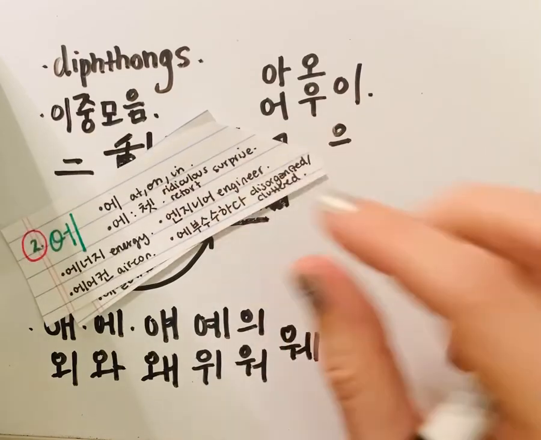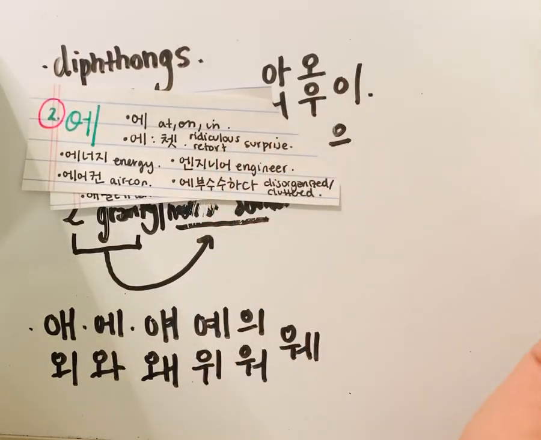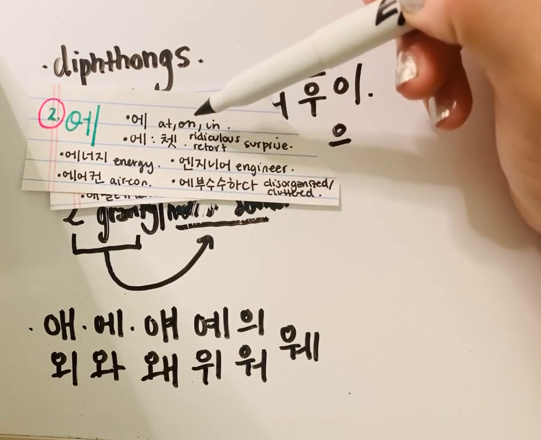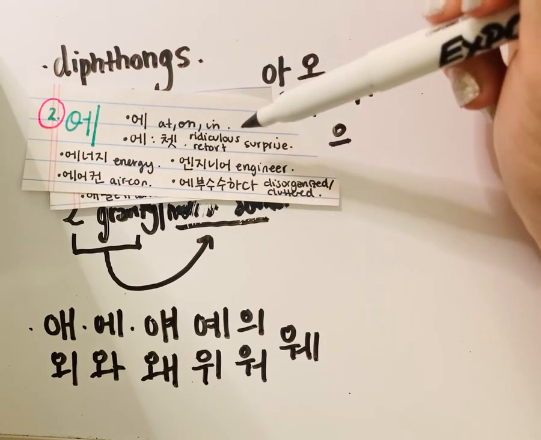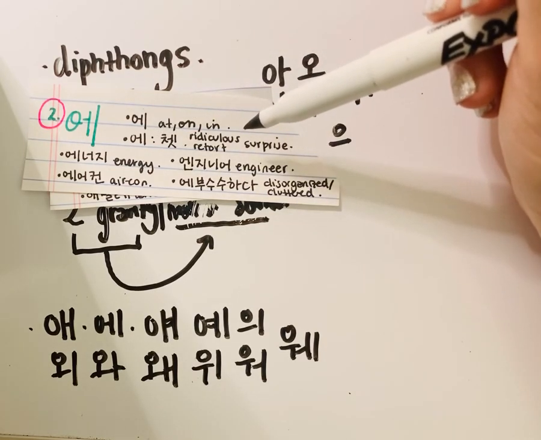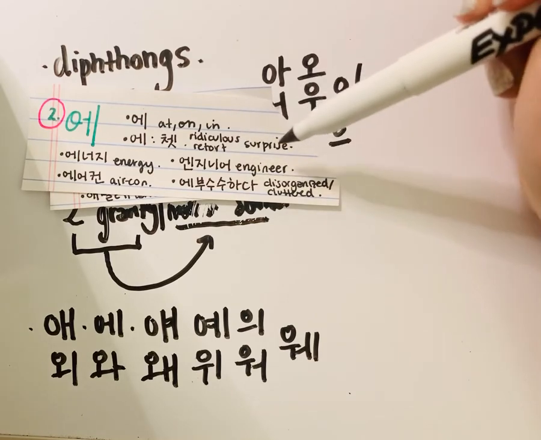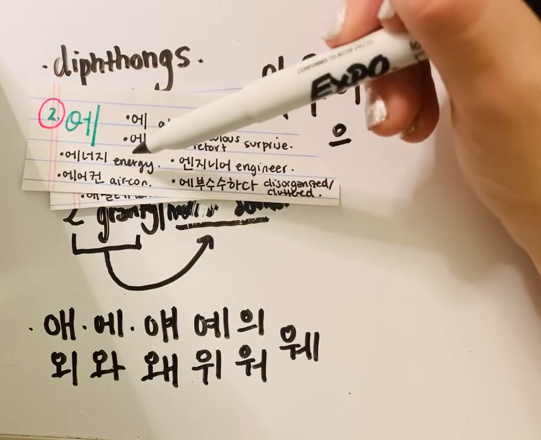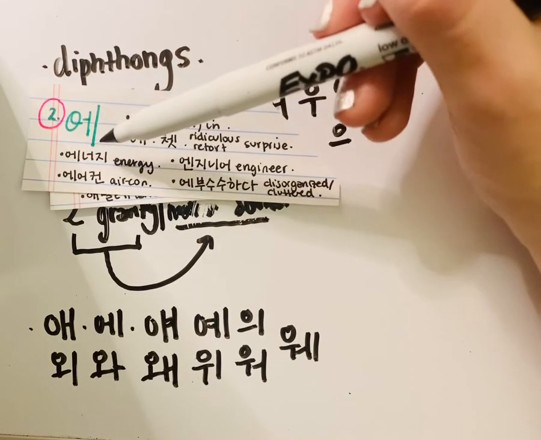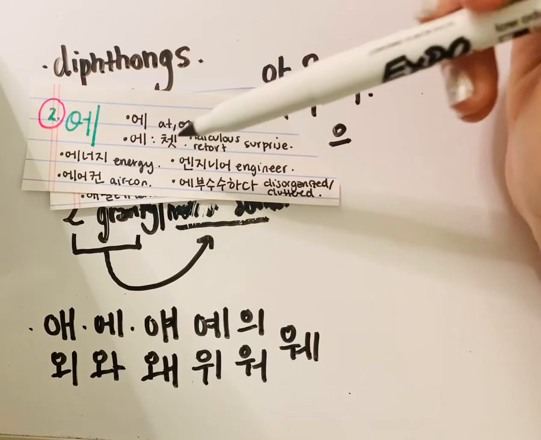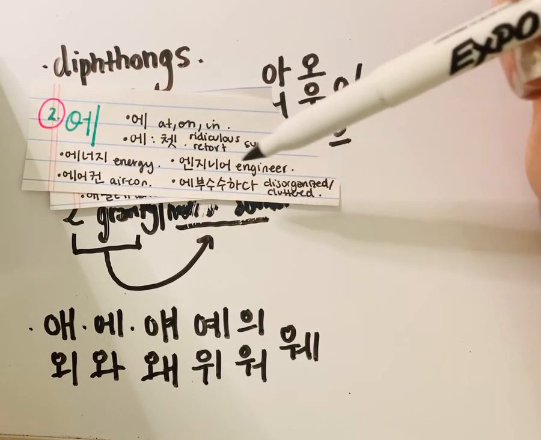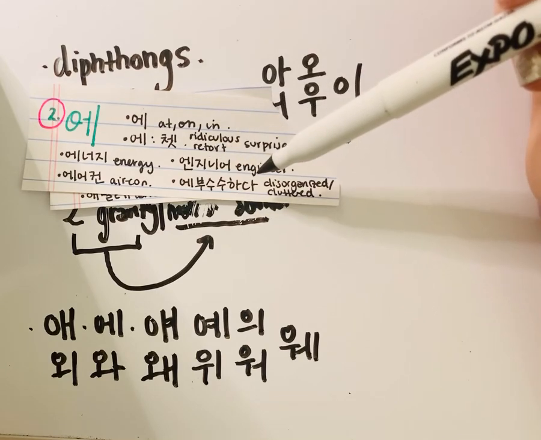For the second diphthong, it's pronounced in the same way, 애, but it's used in different contexts. So we can see 애 means at, on, or in. That's very common. 애 can also be like a response if something's ridiculous, you're retorting to what someone else has said, or if you're surprised. It has a similar meaning to tit. We use it in loanwords from English like 에너지, 에어컨, engineer, or in a verb like cluttered or disorganized, which is 부수수하다.